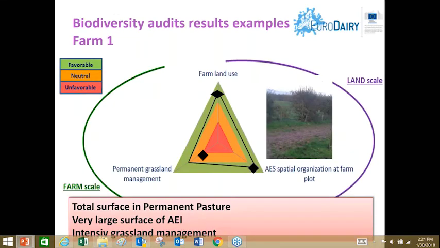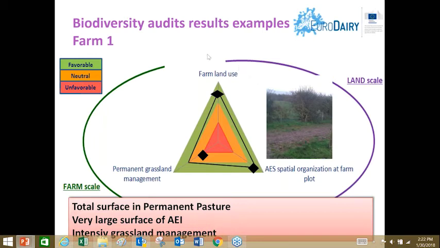So that was for all the different big principles around biodiversity. Now I will just try and illustrate all that with a few examples of the biodiversity audits that have been already realized. And I start with farm number one, which was very interesting, and I'll explain why.